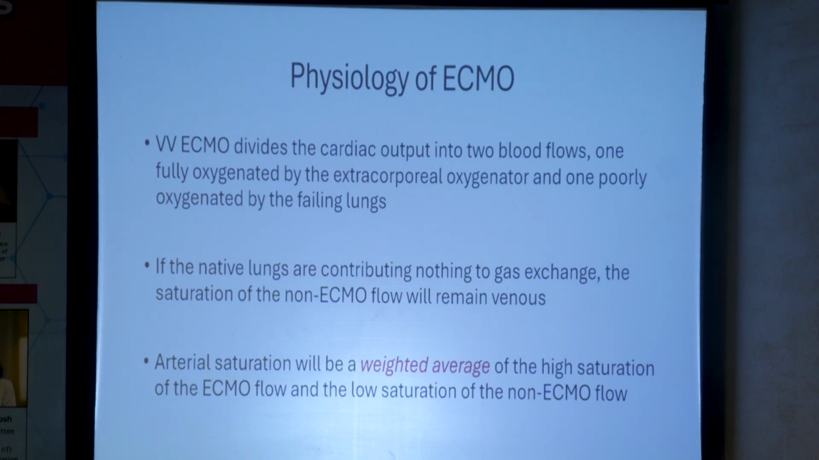Weighted average is the key concept here. You'll have 100% saturated blood and venous saturated blood. It's not going to be 1-to-1. It's going to be some ratio depending on what your ECMO flow is and what your total cardiac output was.